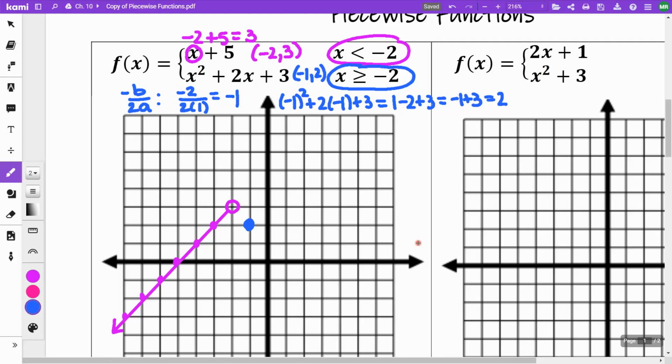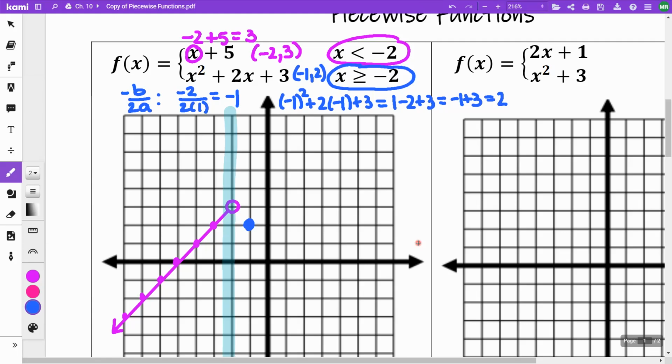Now, let me just draw this in real quick. They want me to basically have a different graph on either side of that x equals -2. So I still need to do a little bit of the parabola to the left, but then I'm going to be focusing more on the right.